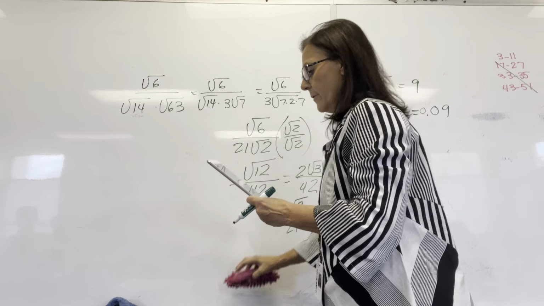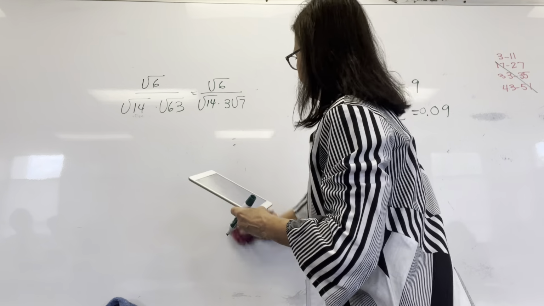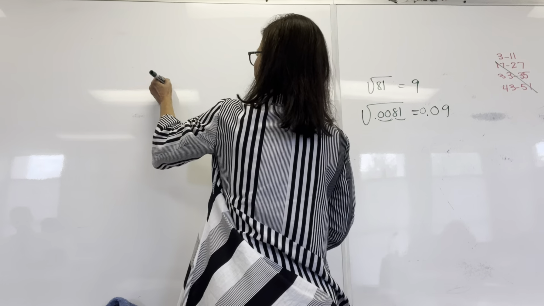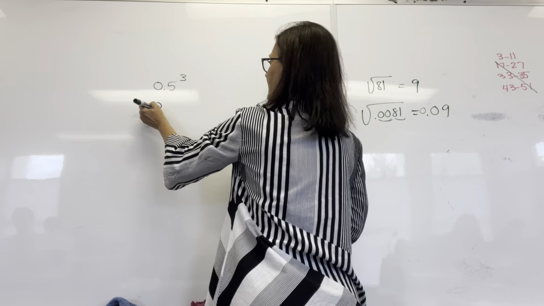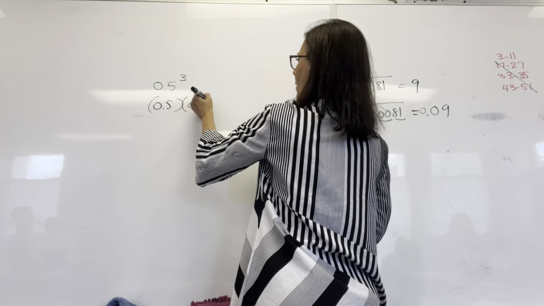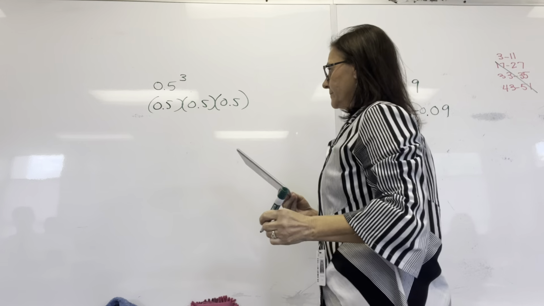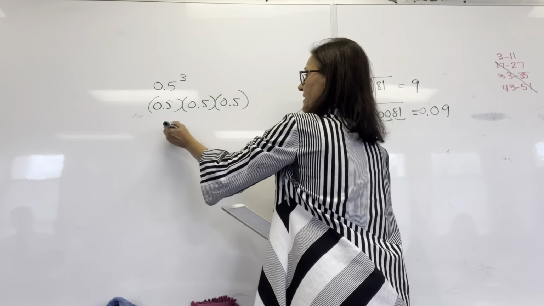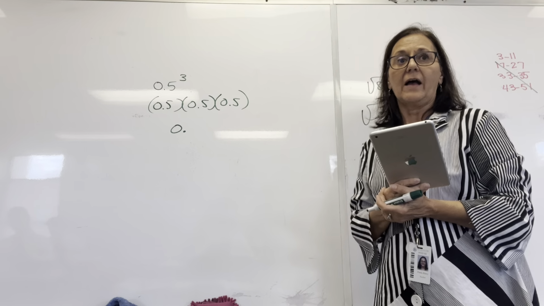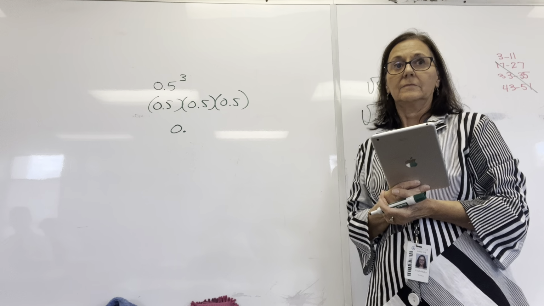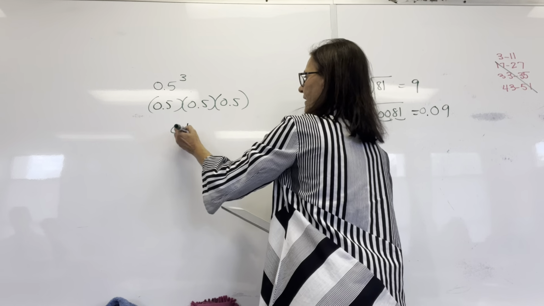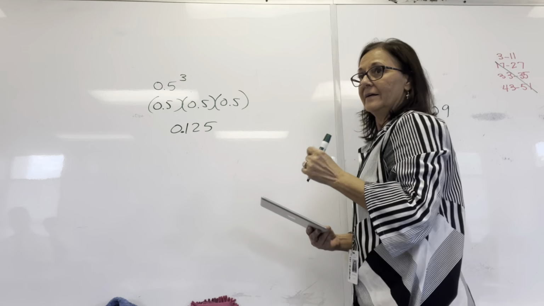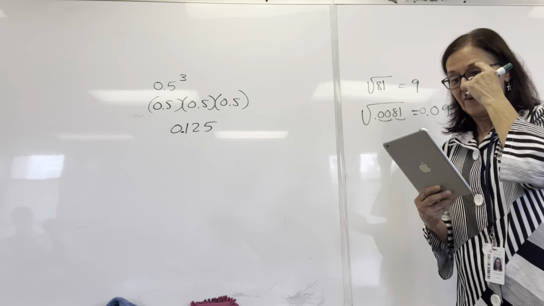What is number 9? We're just having fun. 0.5 cubed. Okay, y'all, this is 0.5 times 0.5 times 0.5. How many decimal places am I going to have? 6 or 3. 3. So it's going to be 0. What's 5 times 5 times 5? 125. Okay, well, I just should write that. And we have 3 decimal places. 1, 2, 3. Do you see how we have 3 decimal places?